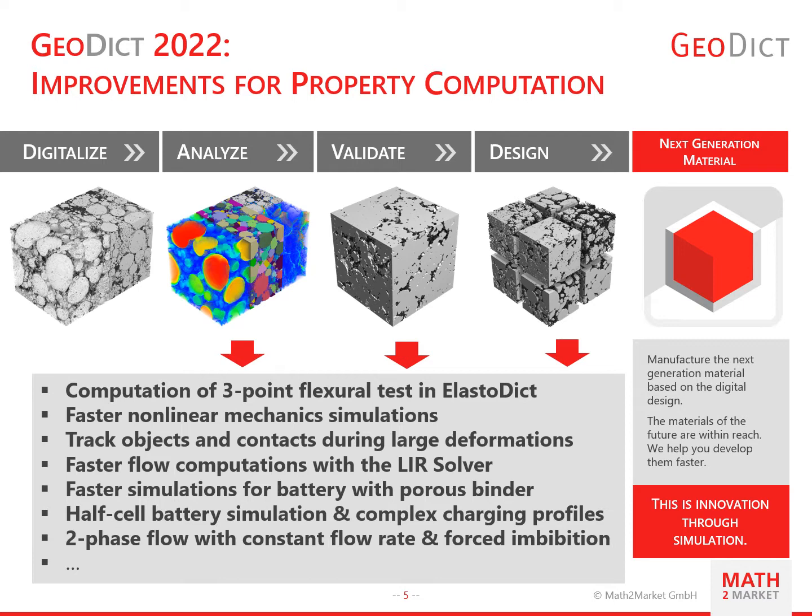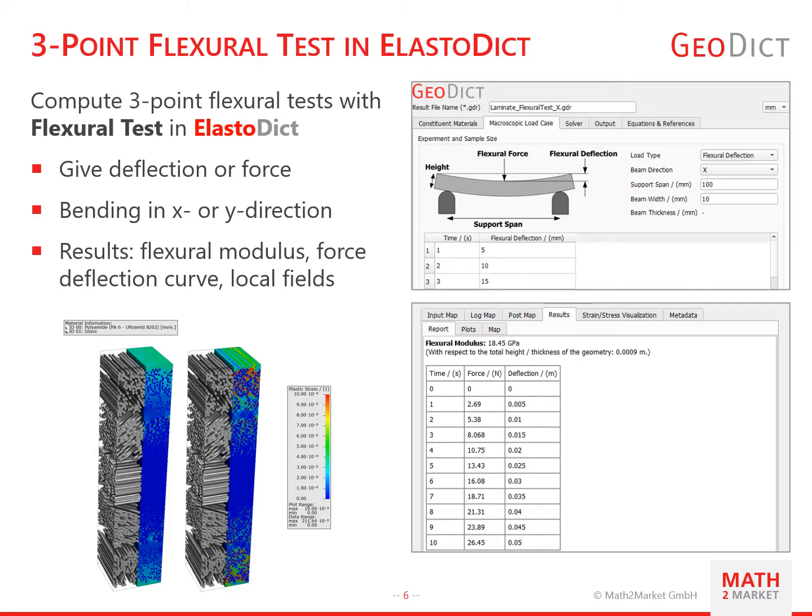The computation speed for demanding Stokes and Navier-Stokes flow simulation, for example for complete filters, is strongly improved. BatteryDict can do fast and memory-efficient simulation with porous binder now. Direct half-cell battery simulation and complex charging profiles for batteries are possible in BatteryDict. The two-phase flow is strongly improved, allowing, for example, a constant flow rate and forced imbibition simulations. Now I show these highlights in a bit more detail.